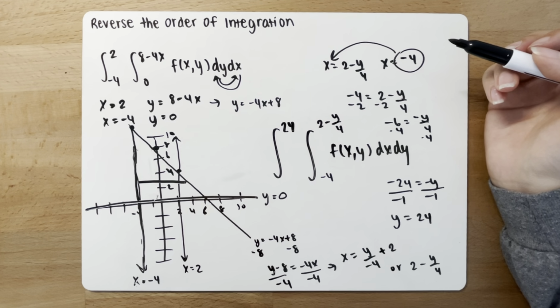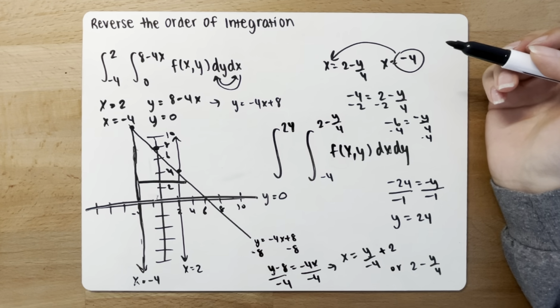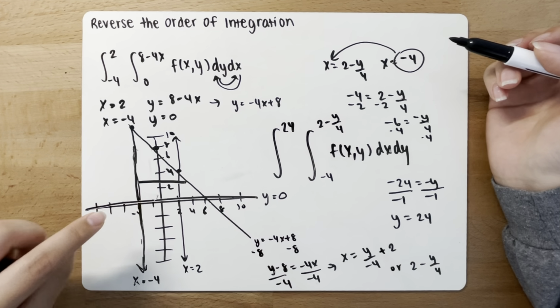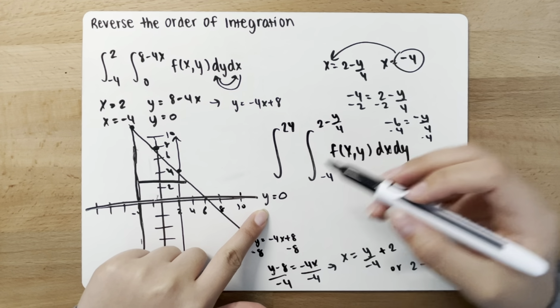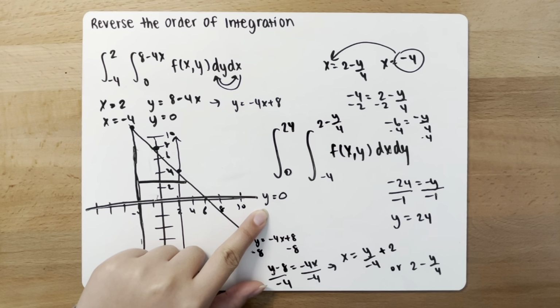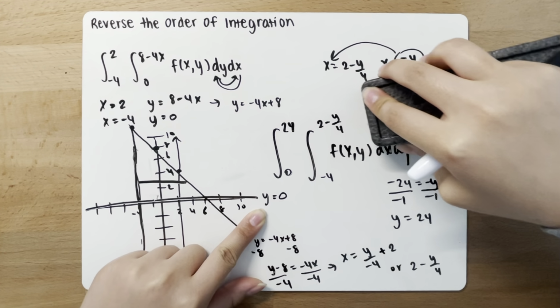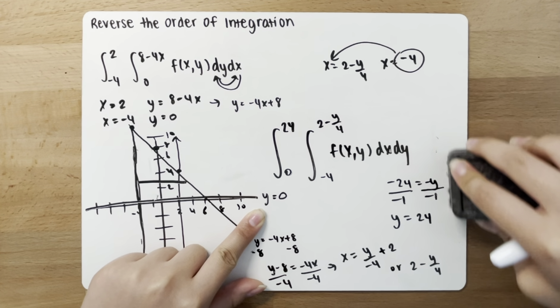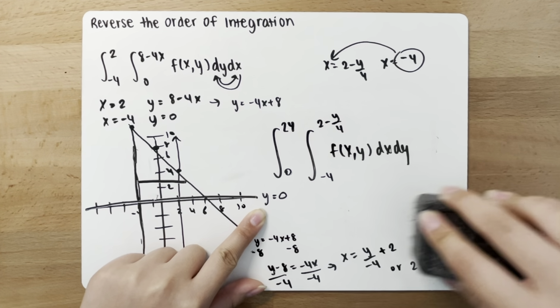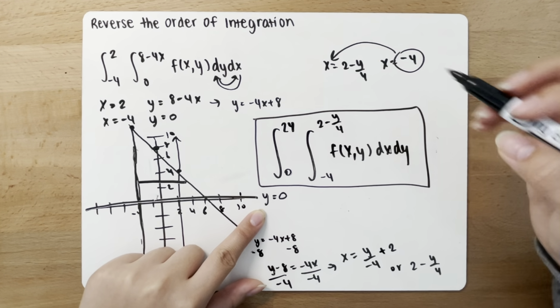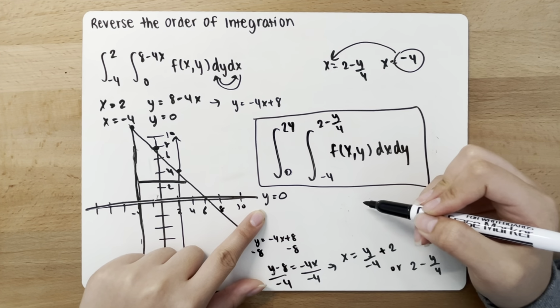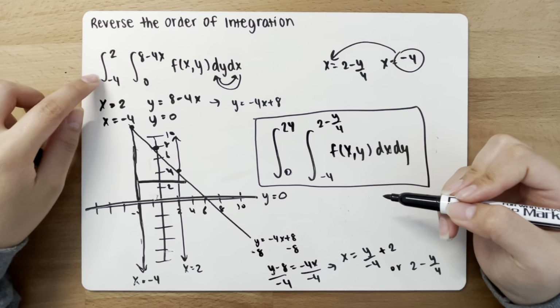Now for your lower boundary, we know that the line that determines the lower boundary for dy is going to be y equals 0. Therefore, the lower boundary will be 0. Now, once you erase everything that is in the way of the answer, you can box your answer, and this will be the reverse order of this double integral.